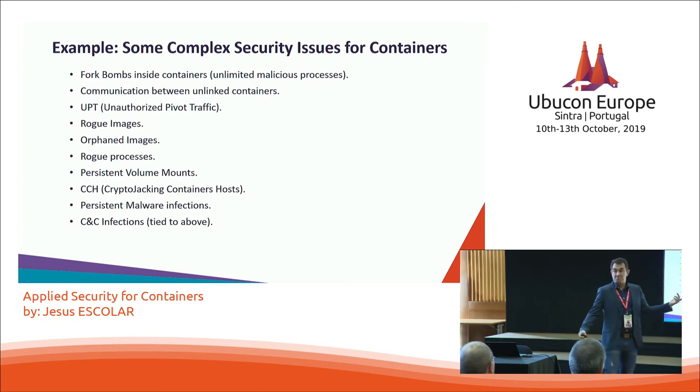Rogue images. If you don't control the images in your platform, which you own, how do you know if they're good or bad? You may have images running that you don't know are yours. Orphaned images. What happens when somebody puts an umbilical cord in an image and leaves it there, and you don't know it's running because you've got no monitoring? Don't tell me about the existing command-line monitoring tools. I'm talking about real professional monitoring where you have visibility and you know exactly what's happening. You forget about it.